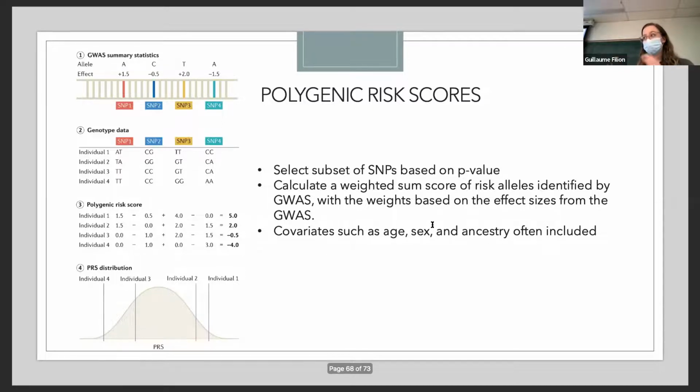We don't necessarily know that it's the causal one, but in this case of polygenic risk scores, it's not critical that it's the causal one because we're still seeing that same linkage. So we can use our tag SNPs from our GWAS with significant associations and use that for our risk score.